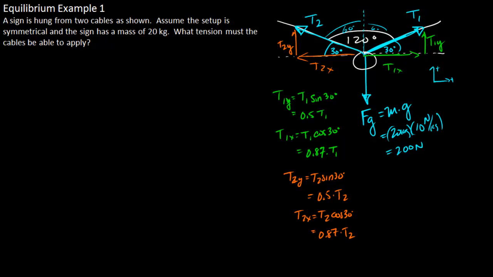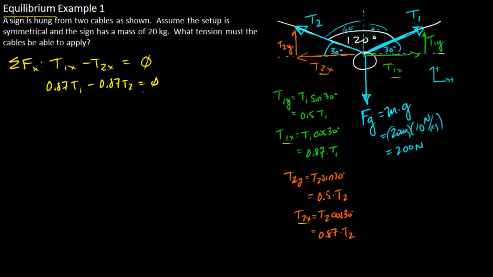We can use our free body diagram to create some Newton's second law equations. So the sum of the forces in the x direction gives us T1x and T2x. T1x is in the positive x direction, T2x is in the negative x direction. And since this problem is in equilibrium, we know these should balance out to be 0. If we plug in what we know for T1x and T2x, we get 0.87 T1 minus 0.87 T2 equals 0. And if we solve this, it tells us something very nice in this problem, that T1 equals T2.